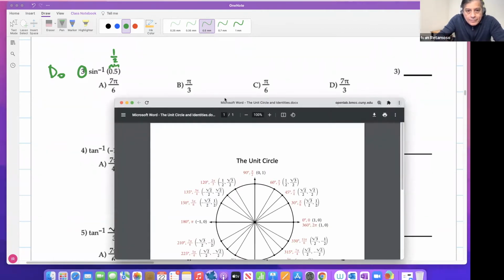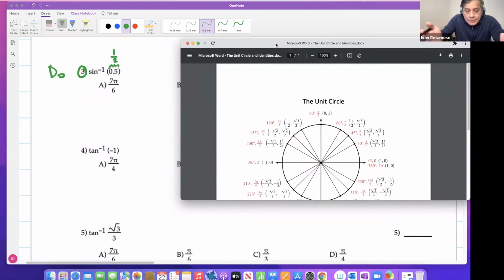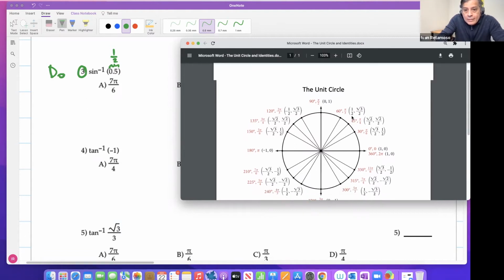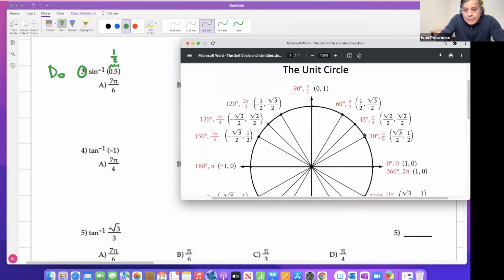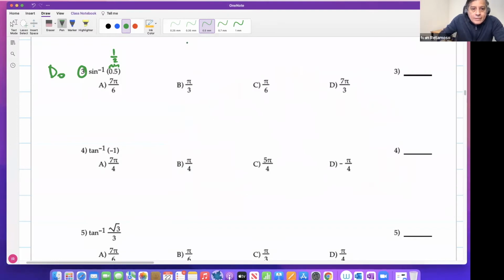I know it by heart. Sine of 30 degrees is 1/2, sine of pi over 6. Pi over 6 is the same as 30 degrees. But in case you're not sure, look at the unit circle sheet. 30 degrees, pi over 6 in radians, has as its sine 1/2, the second coordinate. Very good, excellent. So this should definitely be the C.